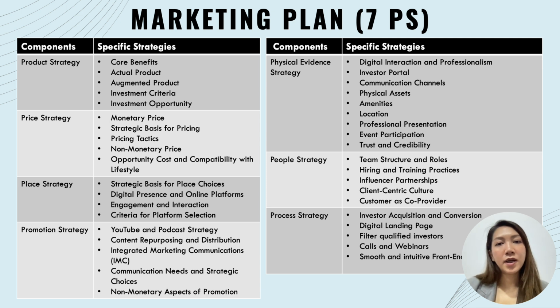The marketing strategy includes seven P's. Product: high yield, sustainable properties in prime locations. For price, it's a 75,000 US dollar minimum investment with an 80-20 equity split. For place, they use digital platforms for easy access. For promotion, OPS uses YouTube, podcasts, and content to build trust. Physical evidence is investor portals for transparency, and process is streamlined systems for a smooth investor journey.